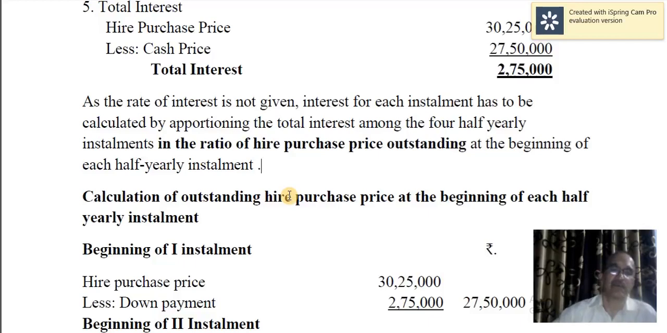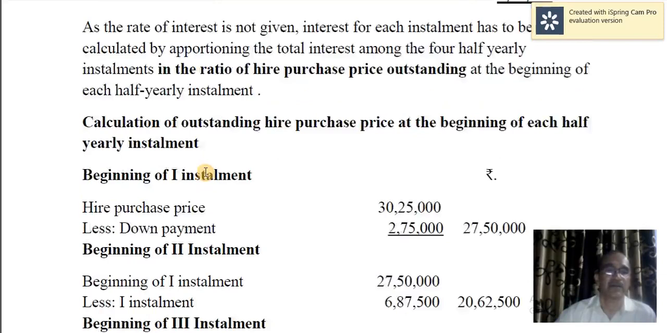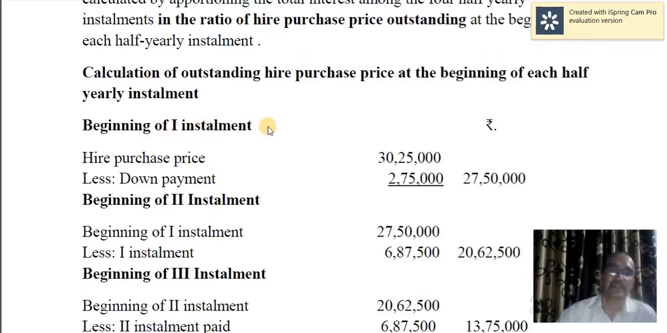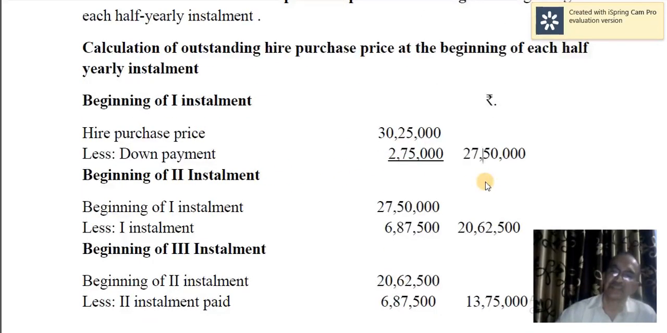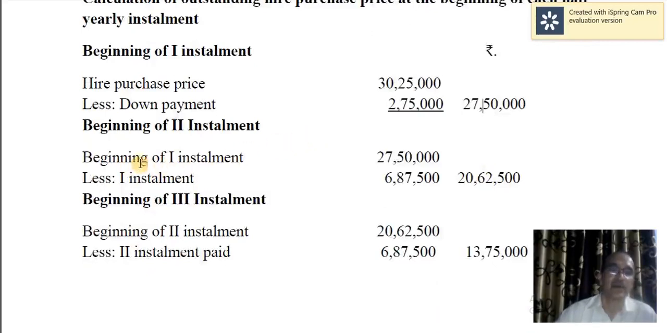Now let us see the hire purchase price outstanding at the beginning of each half-yearly installment. At the beginning of the first installment, hire purchase price is 30,25,000. Down payment is paid, so outstanding hire purchase price at the beginning of the first installment is 27,50,000. And you have paid the first installment. As a result, you get the outstanding hire purchase price at the beginning of the second installment.